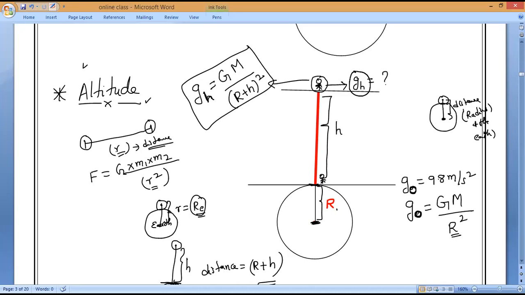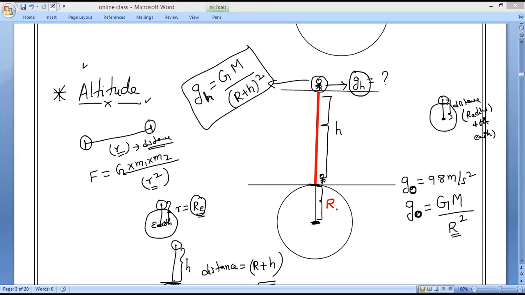Now, this is not the exact formula. We have to modify it. So let us find both, compare them, and find the relation between g naught and g H. What is the first factor which will affect the g value? Altitude. Now, how does this altitude vary it? What is the final formula?